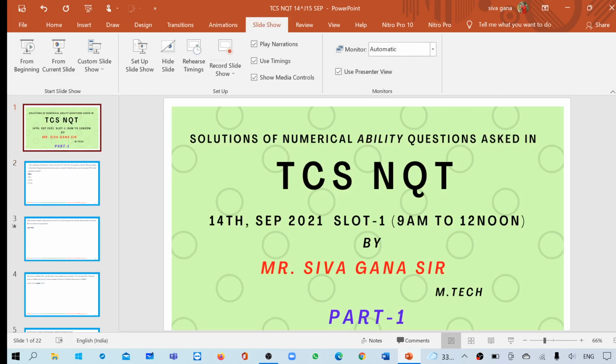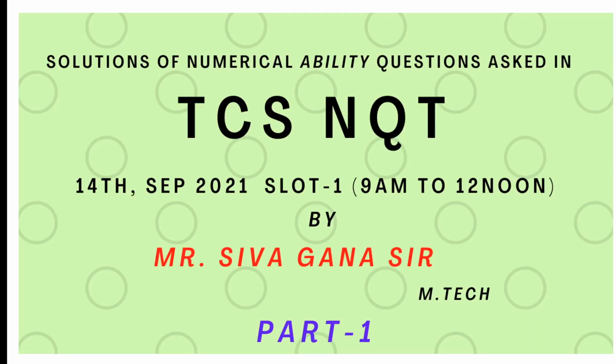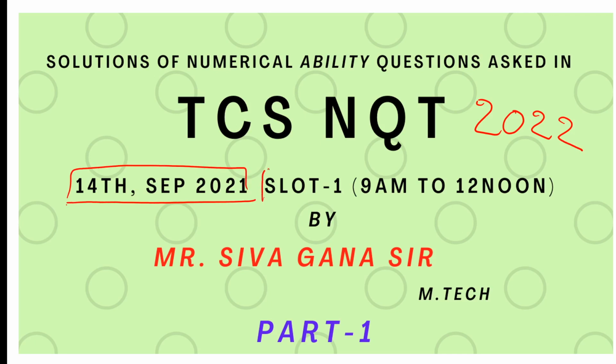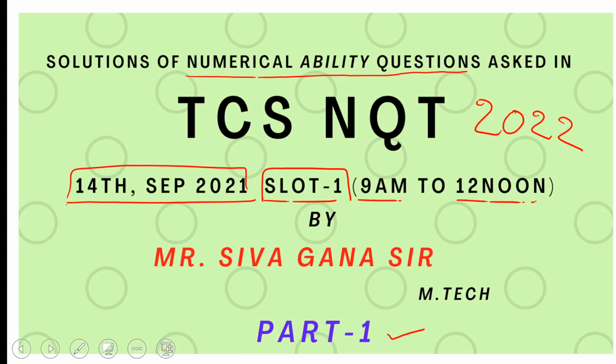Here are the solutions of the TCS NQT 2022 batch. The date of examination is 14th September 2021, Slot 1, from 9 a.m. to 12 noon. All the numerical ability questions and their solutions I am going to explain. This is part 1 of this video. Let us start the first question, my dear viewers.